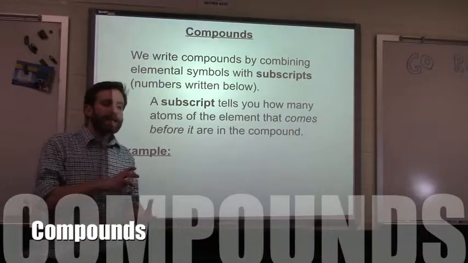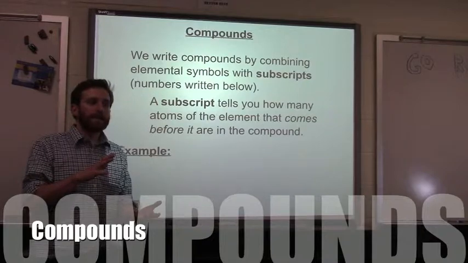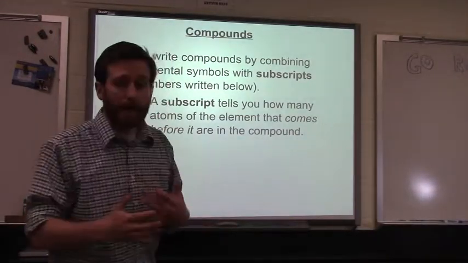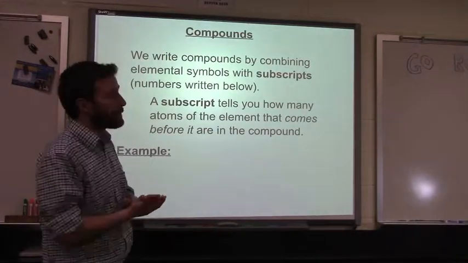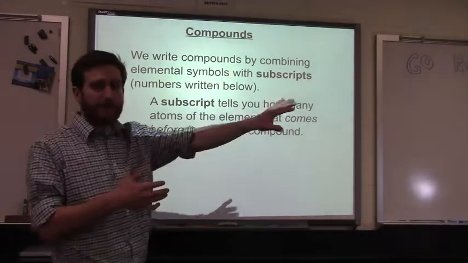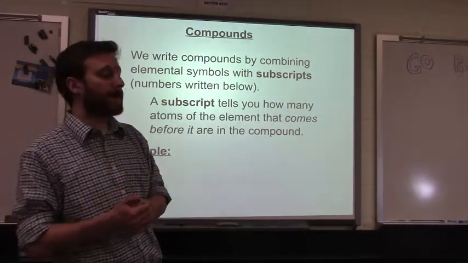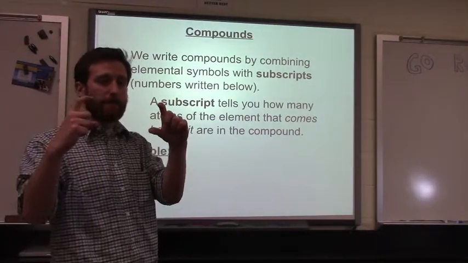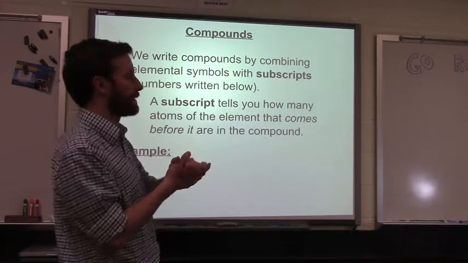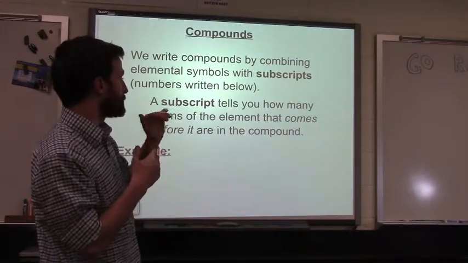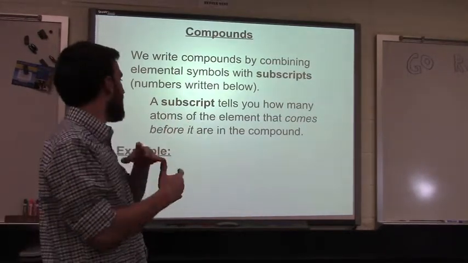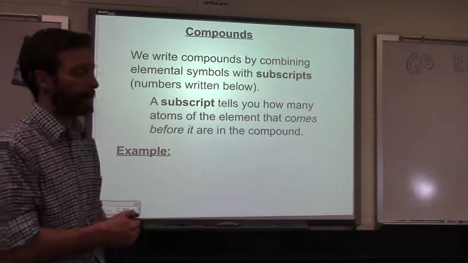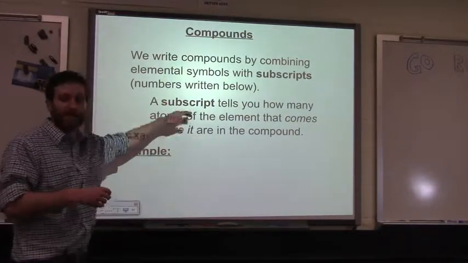So now I just want to get out there the systematic way that we write about compounds. We write about compounds by using elemental symbols, that which you find on the periodic table, and subscripts, so numbers written down at the bottom right of the elemental symbol. A subscript tells you how many atoms of the element that comes before it are in the compound.